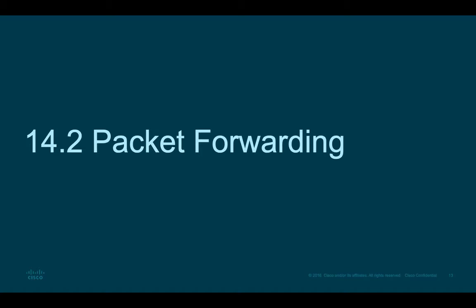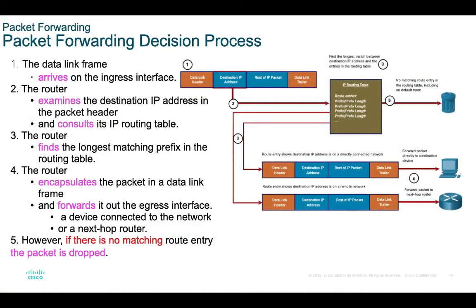Okay, our second topic, 14.2 Packet Forwarding. This is how a router forwards a packet. You can look at the diagram. Number 1, a data link frame arrives at the router in the ingress interface. So the router will examine the destination IP address inside the packet header. You know how to get the packet header?